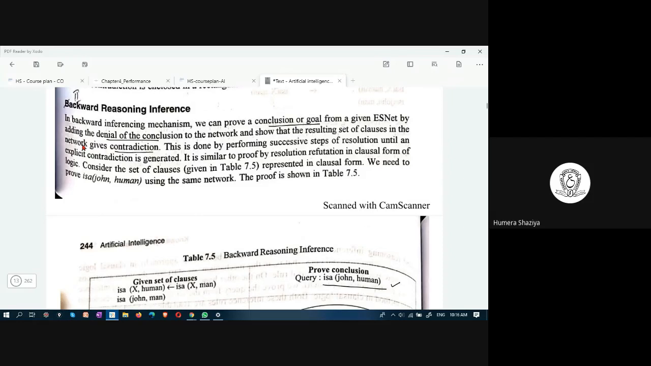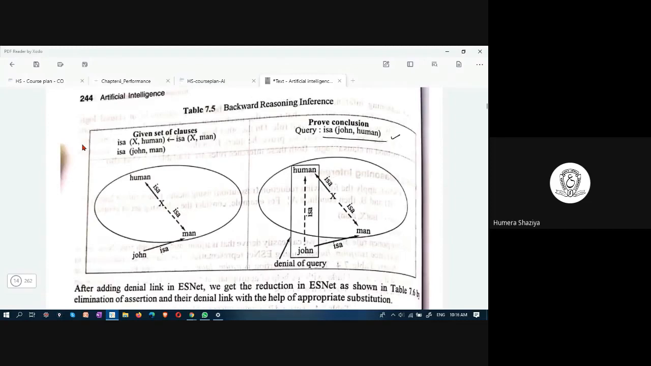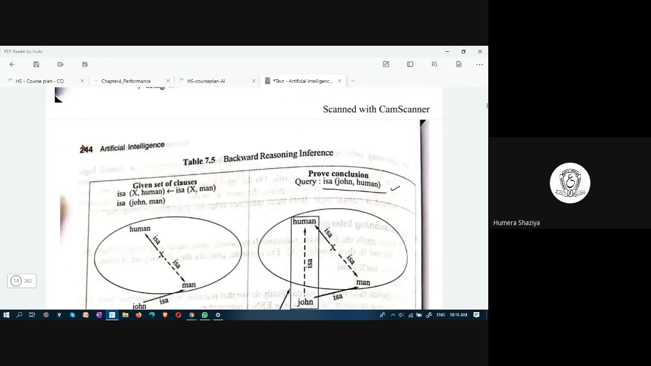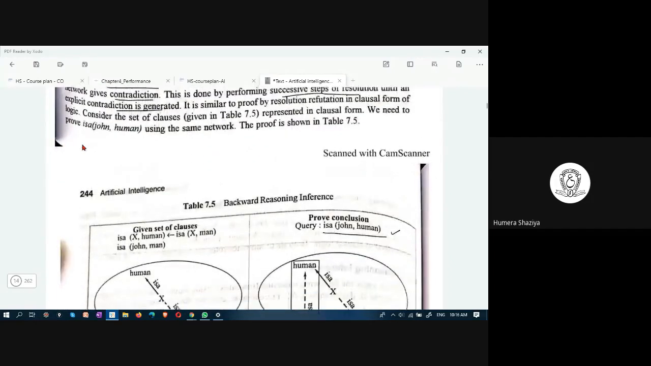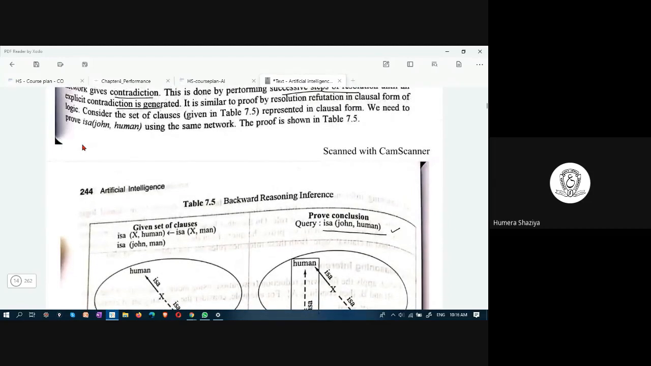And how do you carry out this task? By performing successive steps of resolution until an explicit contradiction is generated. Contradiction has to be generated. When contradiction is generated, it is said that the query is proved. What is to be proved? We have to prove that John is a human.